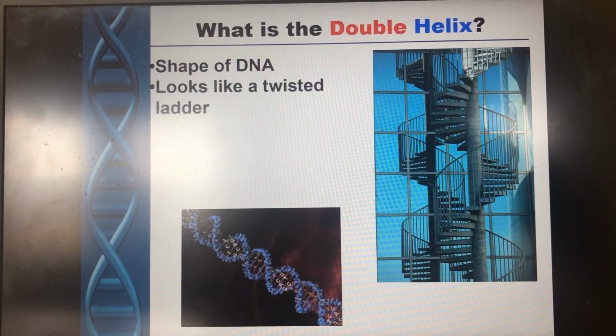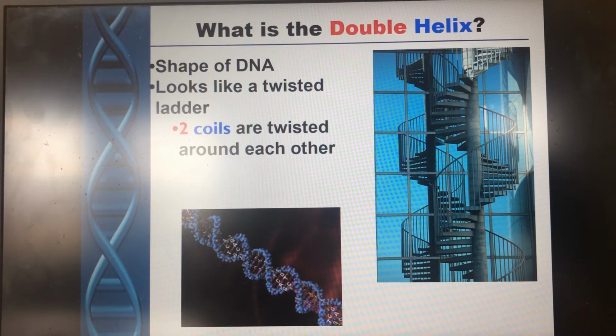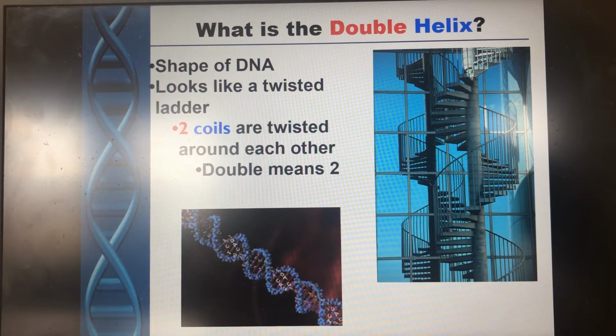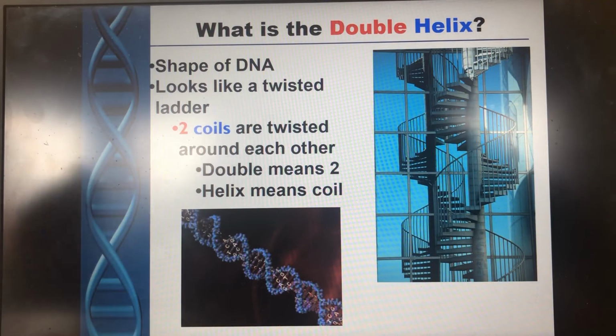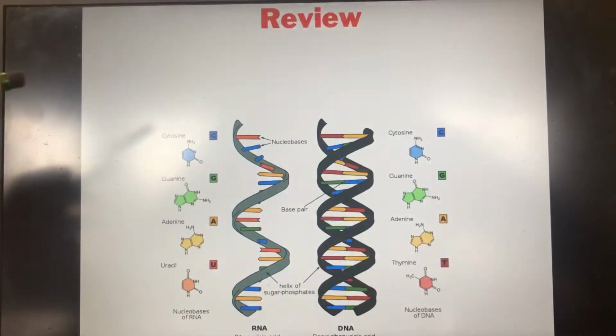The shape of DNA, it is this very famous look of a twisted ladder, like two coils twisting around each other. Today, we're just going to investigate that shape and how it's put together. And again, double helix, it means double, and helix refers to this coil shape that we see.